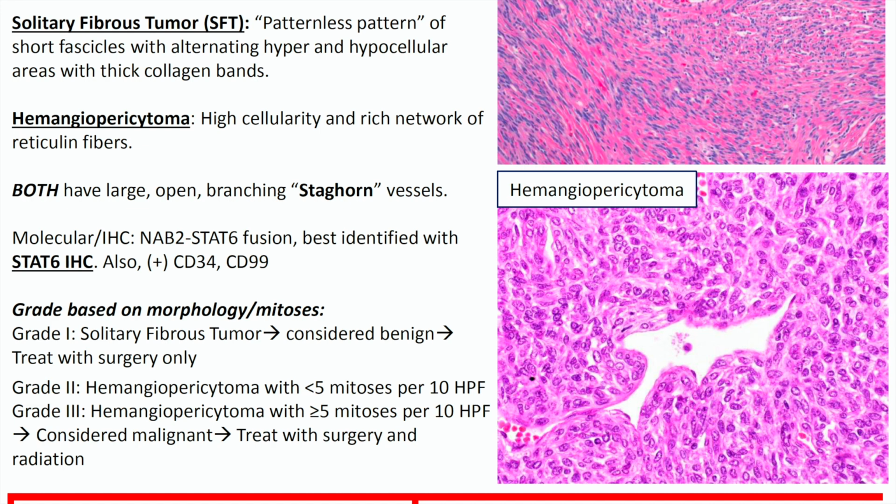And then for molecular, or IHC, you have the NAB2-STAT6 fusion, which is best identified with the STAT6 IHC. Also, these are going to be positive for CD34 and CD99. And these are graded based on morphology and mitoses. So grade 1, solitary fibrous tumor, is considered benign, treat with surgery only. Grade 2, hemangiopericytoma, with 5 mitoses or less per 10 high-powered fields. And then grade 3 has 5 or more mitoses per 10 high-powered fields, considered malignant, treat with surgery and radiation.